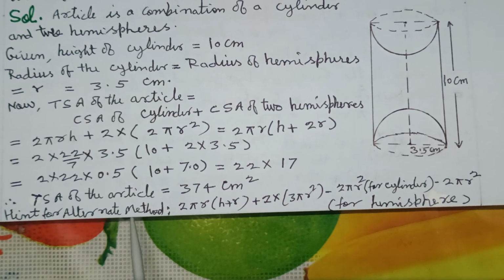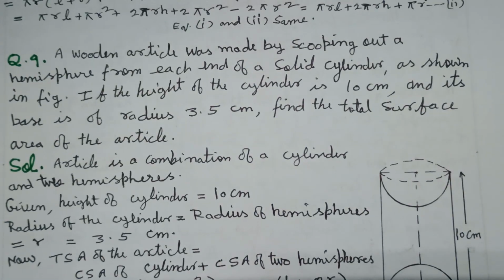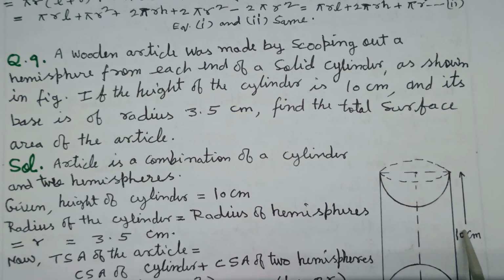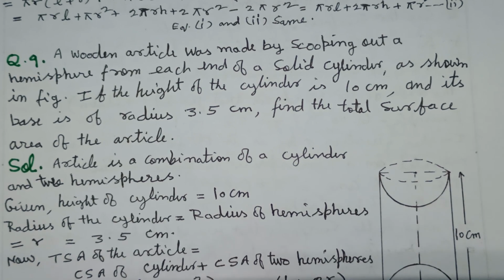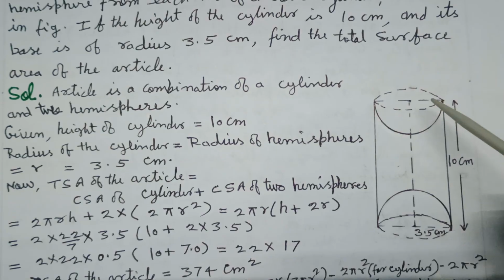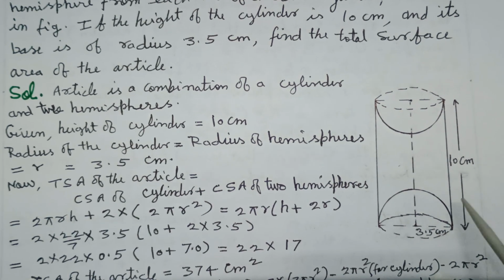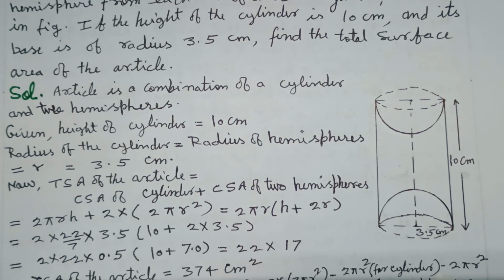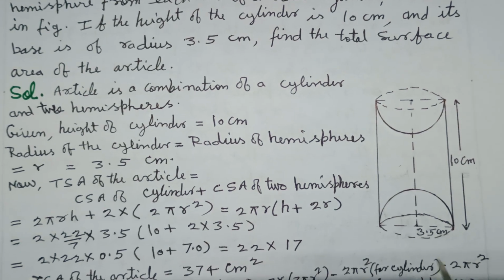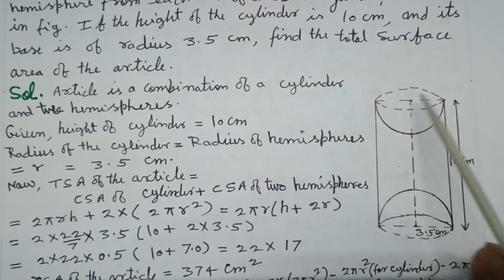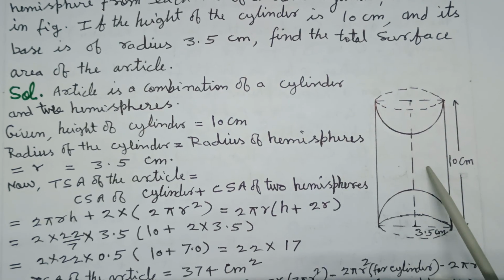Now, a hint for the general method applicable to all questions. Here you see, it is the combination of two solids: one is a cylinder and the other is two hemispheres. So first we will take the total surface area of the cylinder and the total surface area of this hemisphere and the total surface area of this hemisphere, and we will total it or make the sum. Then subtract the common area, the hidden area, that is not available in the remaining article. That is this base of the cylinder and hemisphere, and this base of the hemisphere and cylinder, are not available in the remaining article.